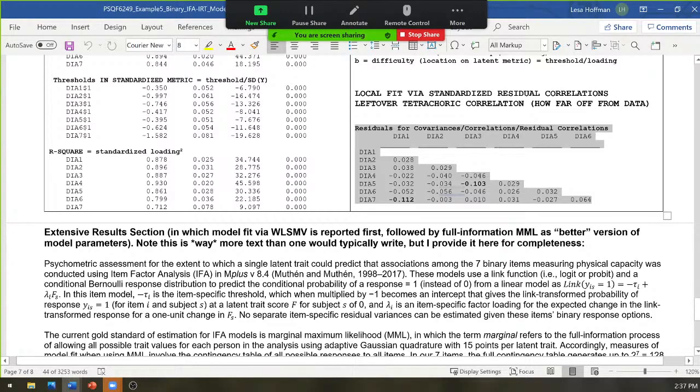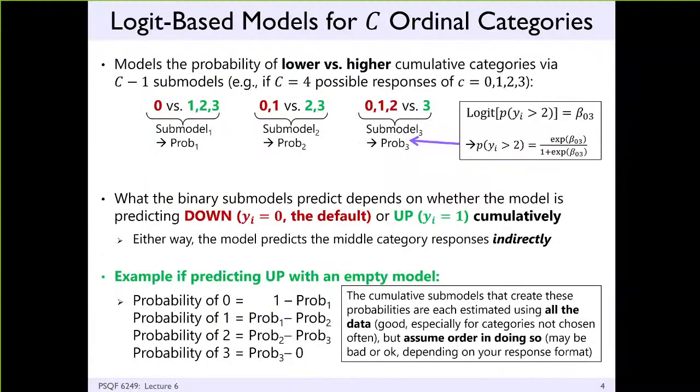But if I want to know what is the probability of answering a 1, none of the models tell me that directly, but they tell me it indirectly, because the second submodel is going to give me the probability of a 0 or a 1, and I can subtract the probability of a 0 from it to get what the probability of a 1 is. So you have to go between models to be able to predict for any one category what the probability of a response in that particular category is. It's only the ones on the ends that are going to be directly given as part of the solution.